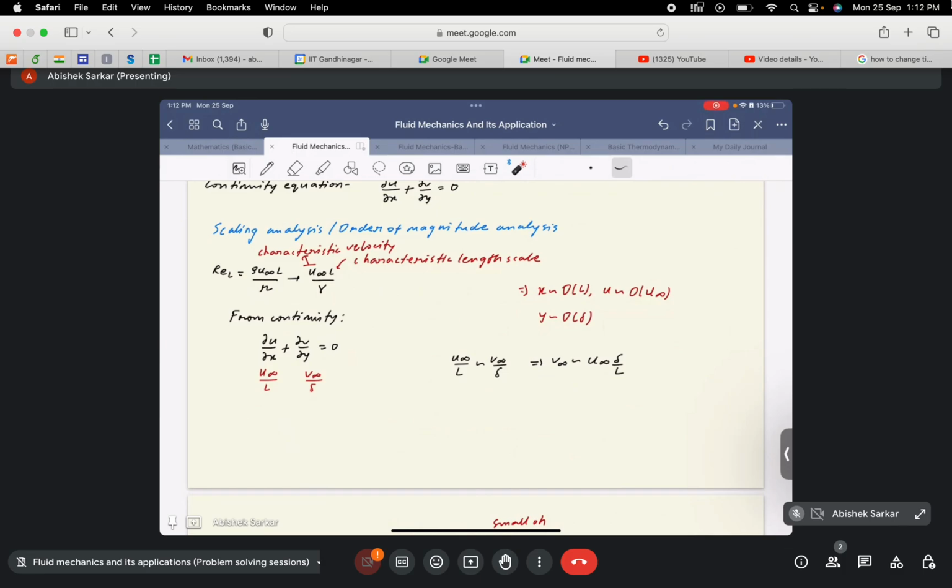Okay. So if we scale the governing equation, we get that u infinity by L would scale as v infinity by delta. Since both of these terms are non-zero, the order of these two terms should be equal. So that essentially gives us that v infinity scales as u infinity delta by L. This is the first conclusion that we get from the boundary layer analysis.